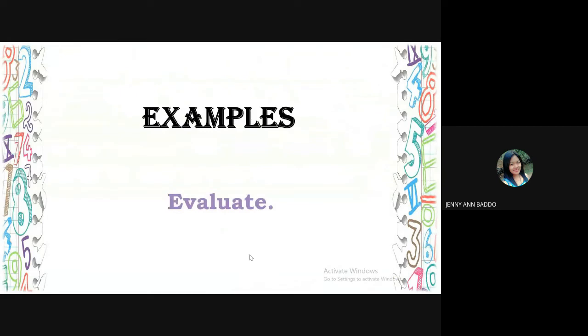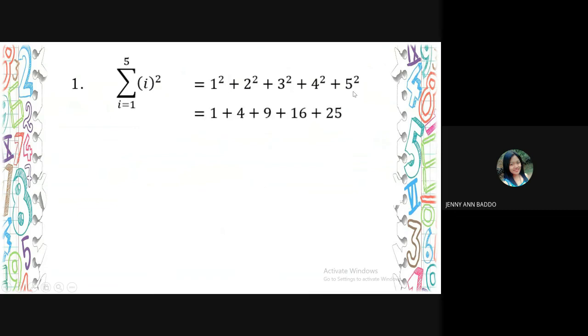Let us have examples. Evaluate the summation of i squared, where i ranges from 1 to 5. So to solve for that, we have 1 squared plus 2 squared up to 5 squared. And that gives us 1 plus 4 plus 9 plus 16 plus 25, and that's 55.